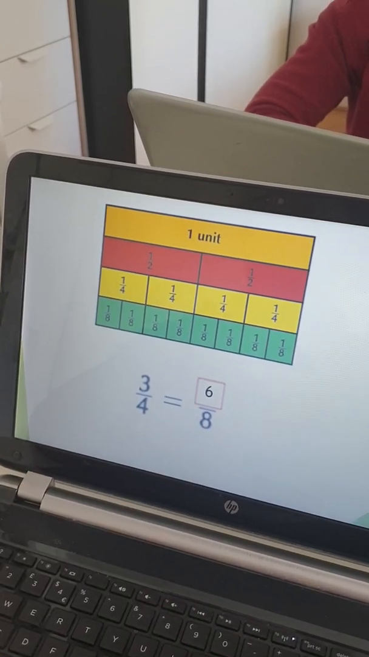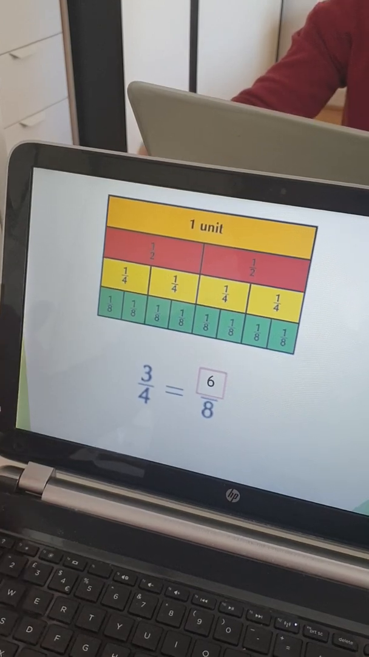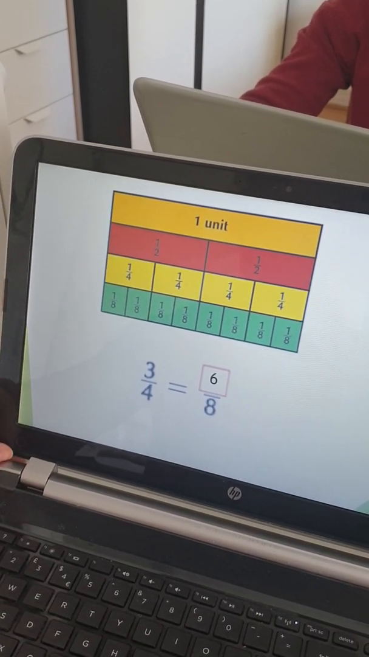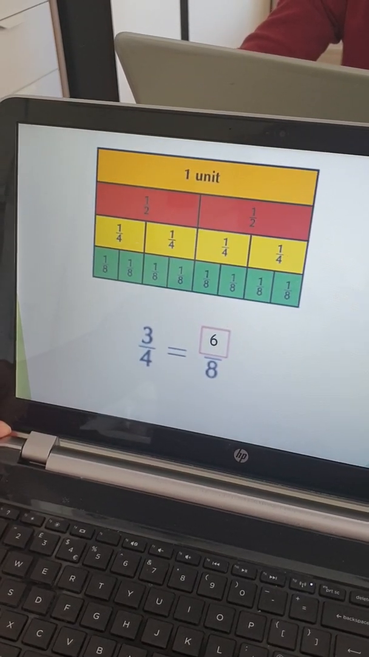Yes, it is correct. So I am going to be putting a piece of work straight after this video onto the Padlet for you to complete. It's called equivalent fractions. So now you can move on to do that.